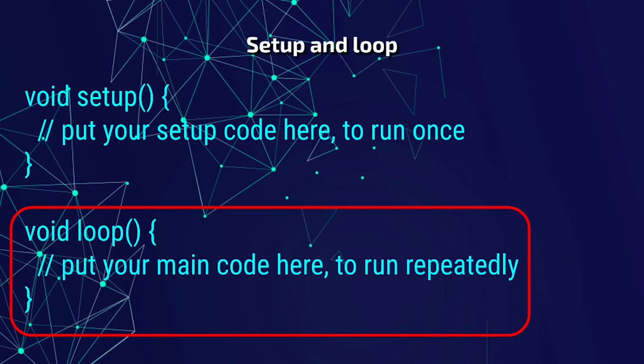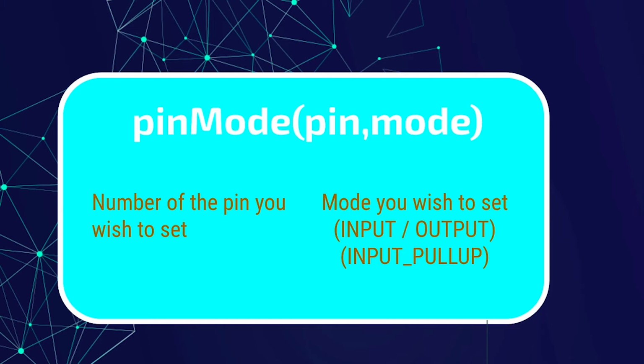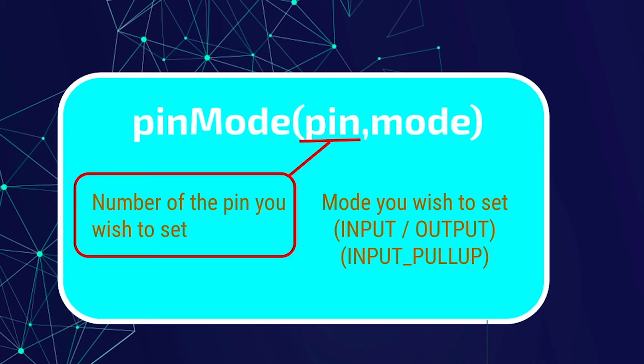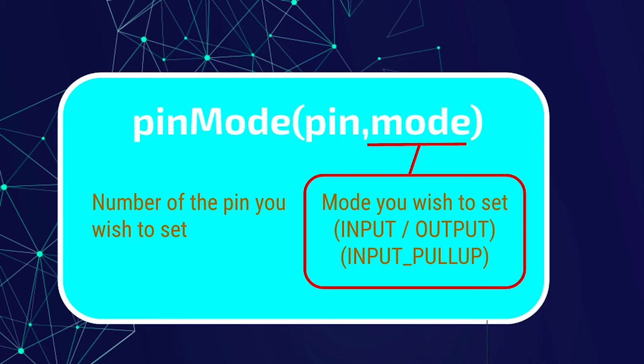Now let's take a look at some basic methods you can use in your code. First off, you want to declare your pins as either input or output in your setup. To do that, you will need the pinMode method. The pinMode method takes in two parameters, the number of the pin you wish to set and the mode you wish to set. This will either be input or output. If you are using the Maker Uno, there is also an input pull-up option to set the pin to receive input using the built-in button on the board.